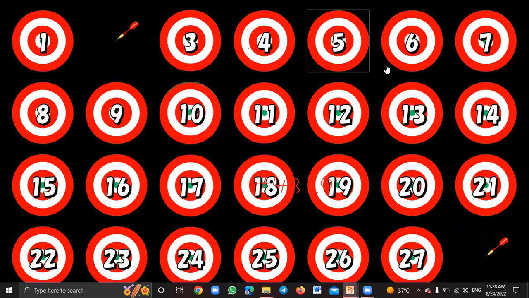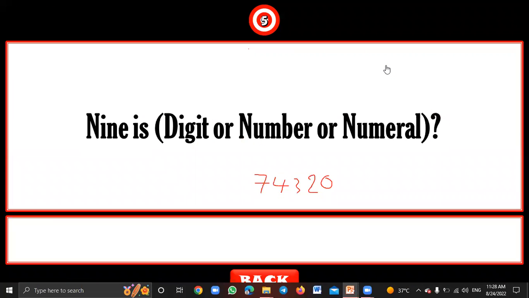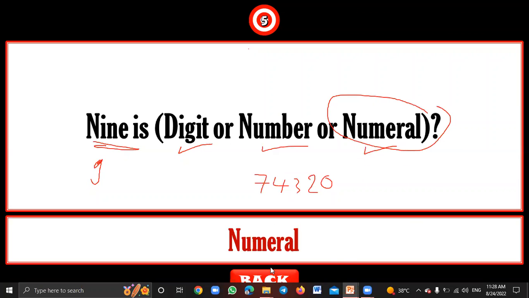Let's take number 5. Is 9 a digit, number or numeral? 9 is a numeral only if it is written as letters. If I say 9 as a digit, it will be digit and number. Now it's in letters, so it will be what? As a digit, as a number. So it's a number.